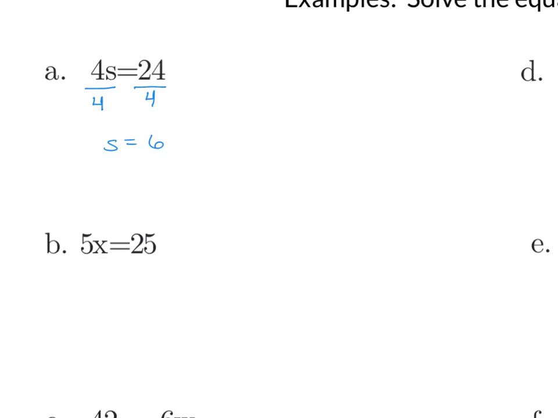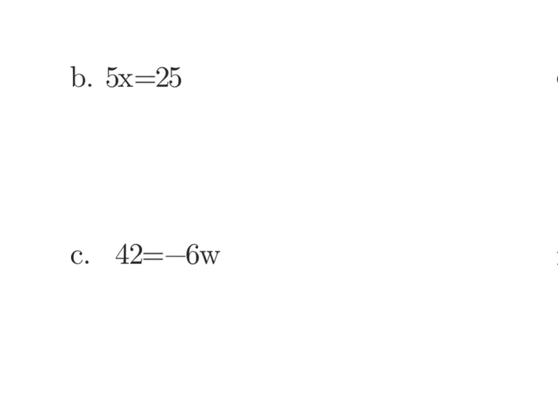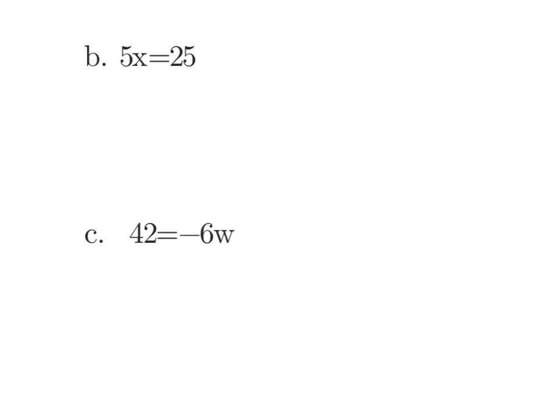Let's try a couple more basic examples. Let's look at example B. In order to get x by itself, I want to get rid of the 5 times. So to get rid of multiplying by 5, I divide by 5. Whatever I do to the left, I do to the right. On the left side, my 5's cancel, leaving me with just x. On the right side, we get 25 divided by 5 is 5.